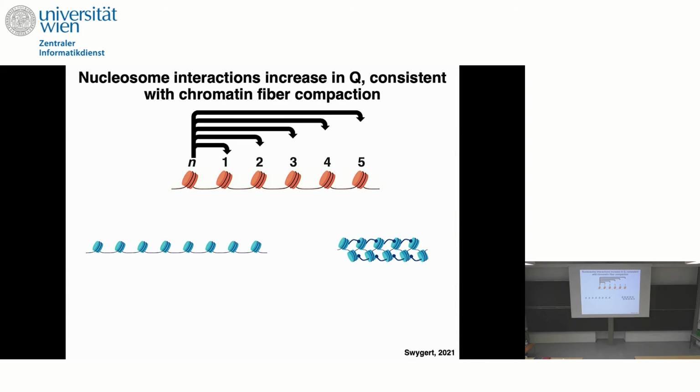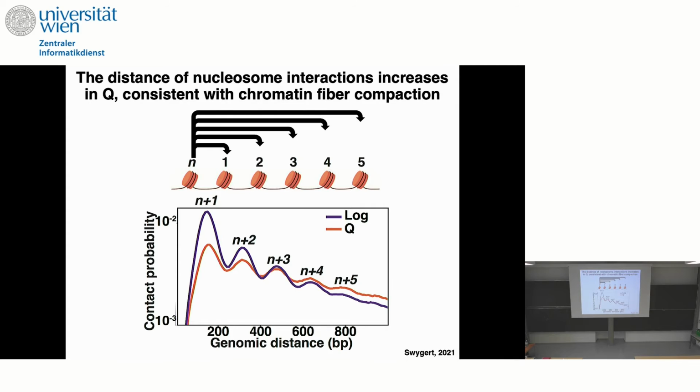And so one of the nice things about this being microC data is that we can actually go in and specifically look at the different patterns of nucleosome interactions that we see. And so you can imagine if you have a very extended chromatin array, most of your interactions will be between a nucleosome and the nucleosome right next to it on the DNA strand. If you have something that's more compacted, you'll have interactions between a nucleosome and nucleosomes that are further away on the strand. And so we did this analysis of the data. That's essentially what we saw.